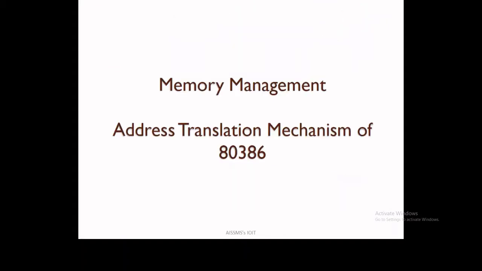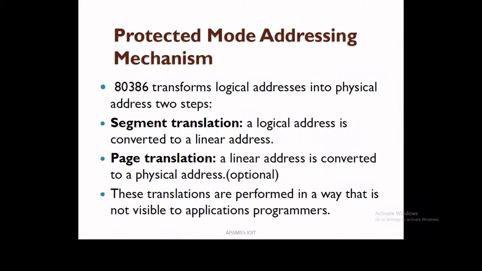Today we are going to see the address translation mechanism of 80386. As we know, there are three modes of 80386: the protected mode, real addressing mode, and the virtual 8086 mode. So in this topic we are going to see the address translation in protected mode.